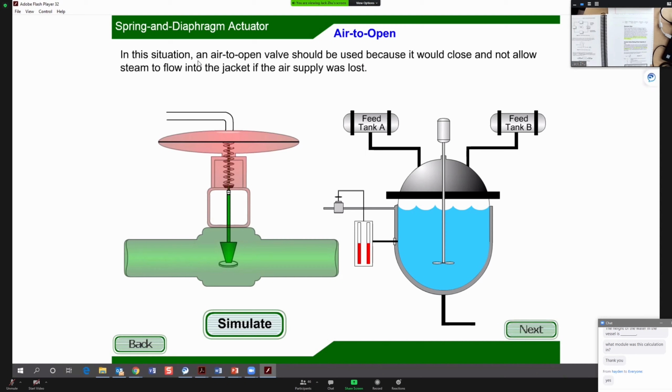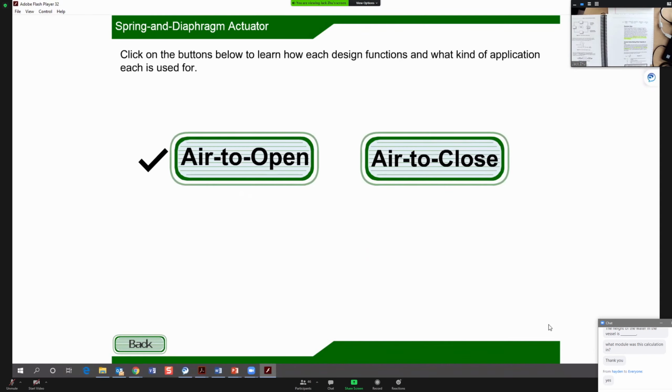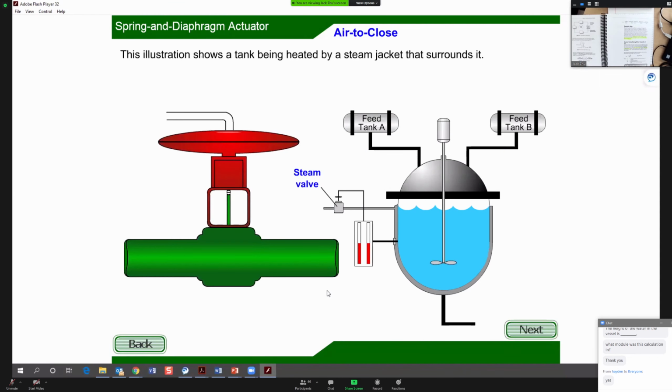Air to open. In this situation, an air to open valve should be used, because it closes and does not allow steam in there if the air supply was lost. So without the air, it closes. There's not going to be any steam in there. Air to close.